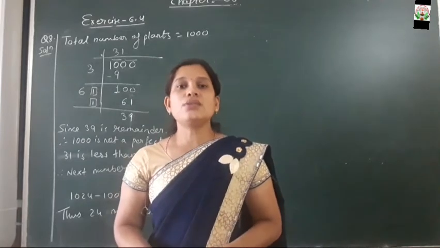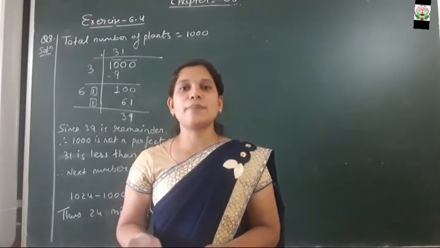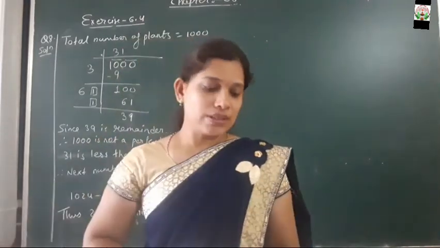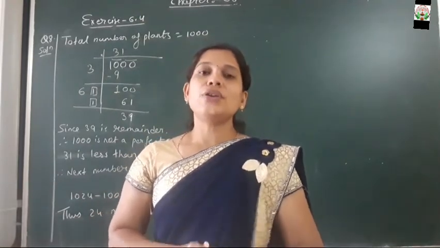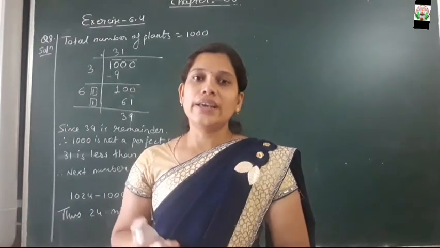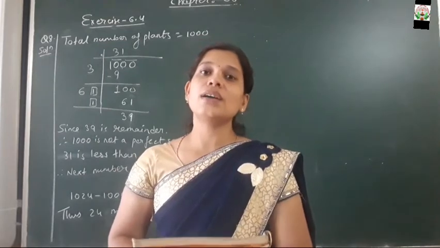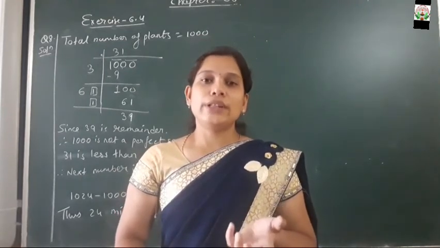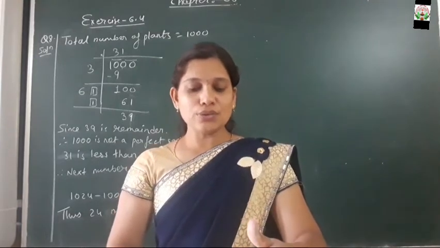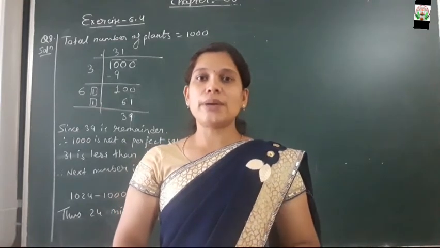Now dear students, here we have completed our chapter number 6. The next chapter is chapter number 7, that is cubes and cube roots. Cubes and cube roots are also the same as squares and square roots. The thing is that in squares and square roots we make pairs of two numbers, but in cubes and cube roots we are going to make groups of three numbers. That is the only difference. So soon we are going to start chapter number 7, cubes and cube roots.